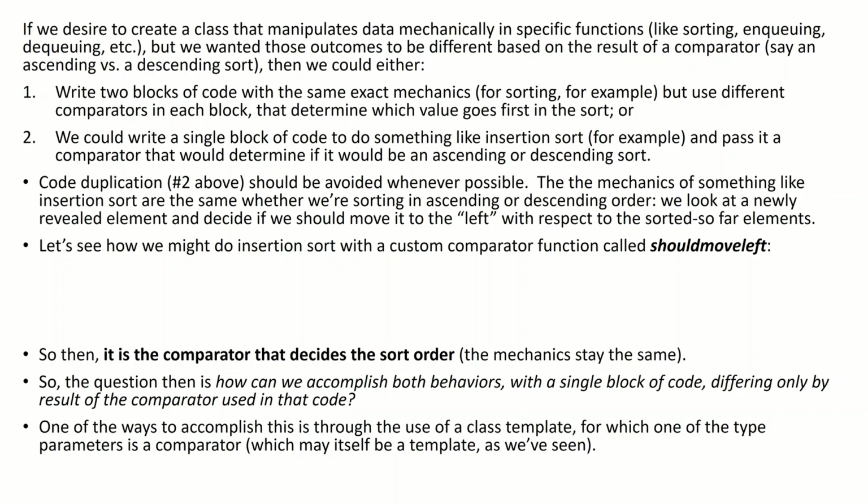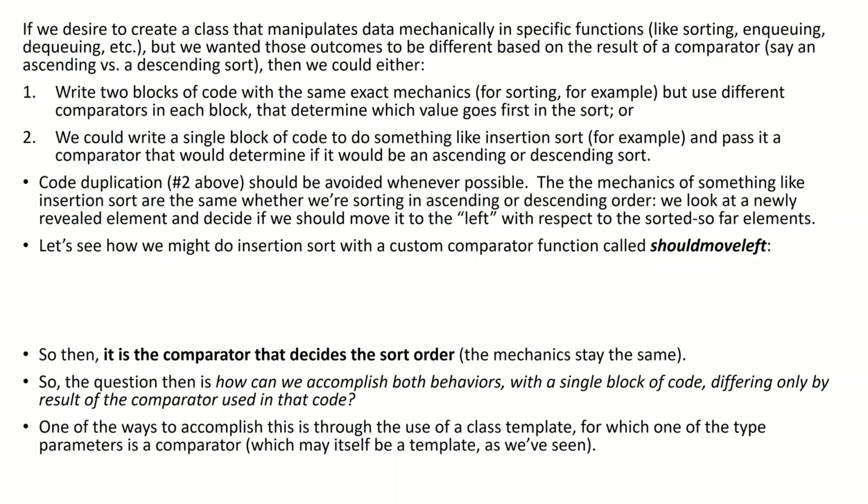So the mechanics of something like insertion sort, as I mentioned, are the same whether we're doing ascending sort or descending sort. In other words, if you remember insertion sort, we only reveal one data element at a time, and then we compare that data element to all the data elements to its left, in quotes, because there is no left with respect to arrays, but we compare them with the data we've already seen and try to decide whether or not we should move that data. So let's look at the mechanics of insertion sort.